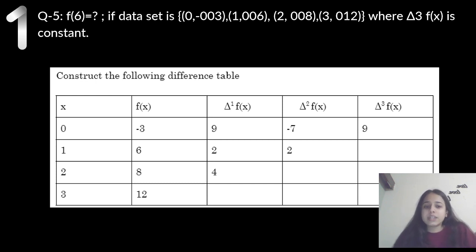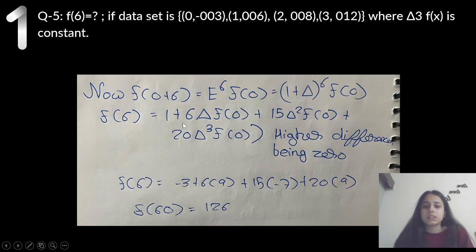We have to calculate the value of f6. If the data set is x = 0, f = 003; 1, 006; 2, 008; 3, 012, where the third difference of f(x) is constant. Now f0 plus 6 is equal to E to the power 6 f0. We will calculate with the higher difference being 0. The value of f6 comes out to be 126.